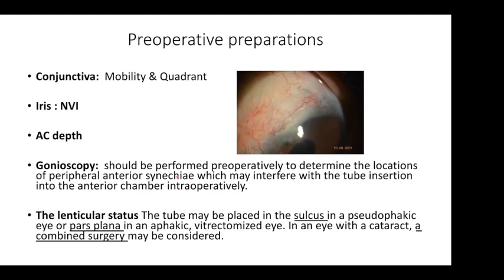Gonioscopy is an integral part of all glaucoma examination procedures. If you plan to put the tube superotemporal, then you need to check that there is no peripheral anterior synechiae, something that the tube will face at the time of introduction. The state of the lens is very important. If the patient has a cataract, then you are planning a combined phaco and tube. In a pseudophakic patient, and those patients are so many, you can place the tube in the sulcus, you know that. And in patients after vitrectomy or aphakic patients, there is still a place for pars plana implantation.